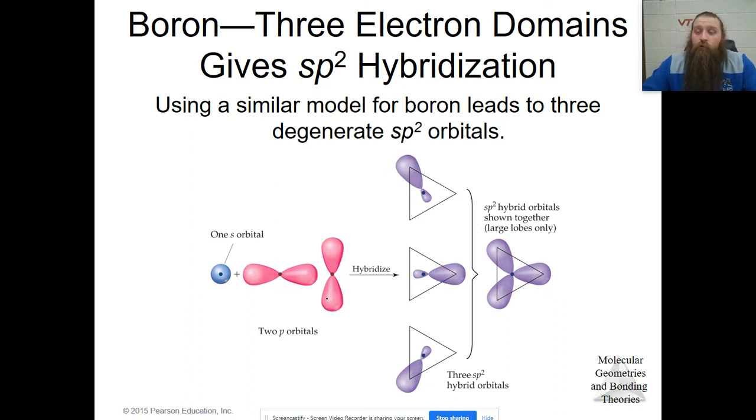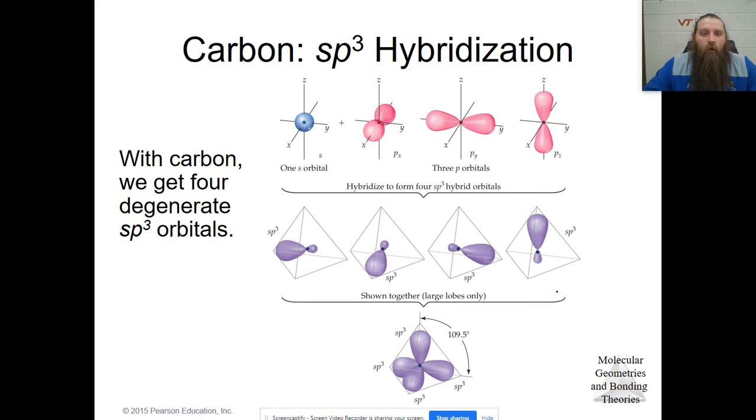There's three of them, so they're trying to get as far away from each other as they can. So we would expect some kind of trigonal planar look, and sure enough, that's what we get. If you look at carbon, carbon has sp3 hybridization. So we have the s orbital, and the px, py, and pz orbitals together, and that's going to hybridize to give us four sp3 hybrids. When you put them all together, you get this nice tetrahedral shape.